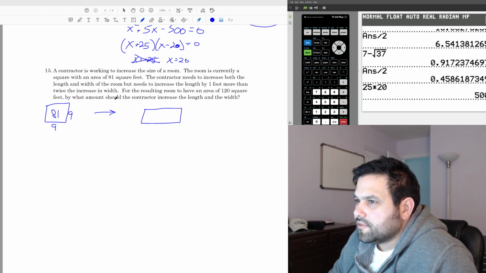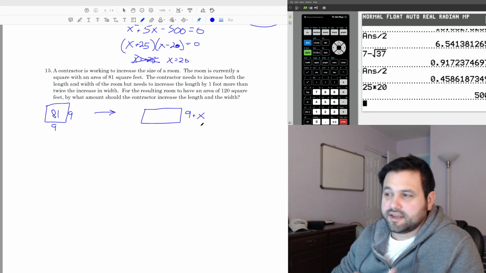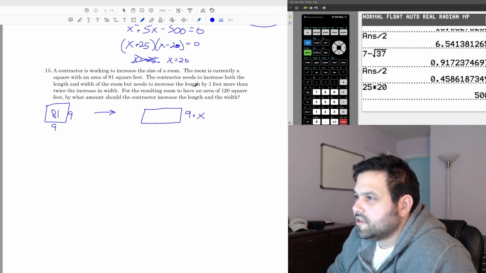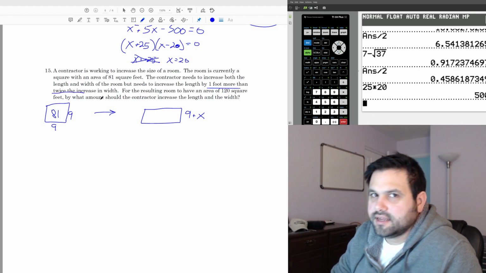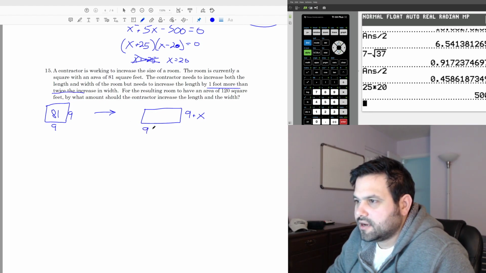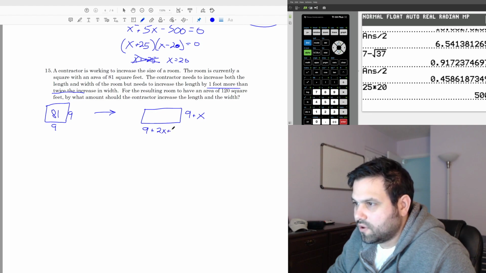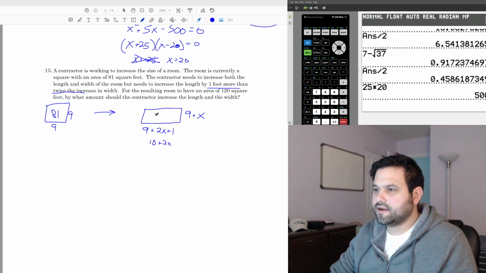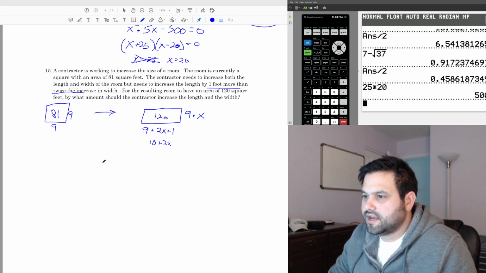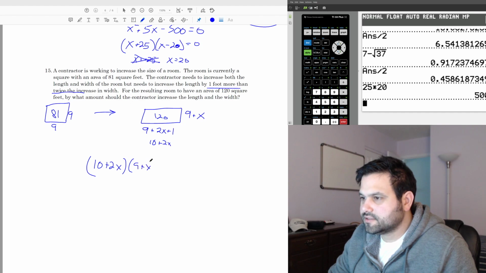where if the width is being increased by a value like x, well, the length has to be increased by 1 foot more than twice that increase. So that would be 9 plus 1 foot more than twice, so twice the increase and 1 foot more. So essentially we'd have 10 plus 2x there. Okay, and the area here is 120. So we would have (10 plus 2x) times (9 plus x) equals 120.